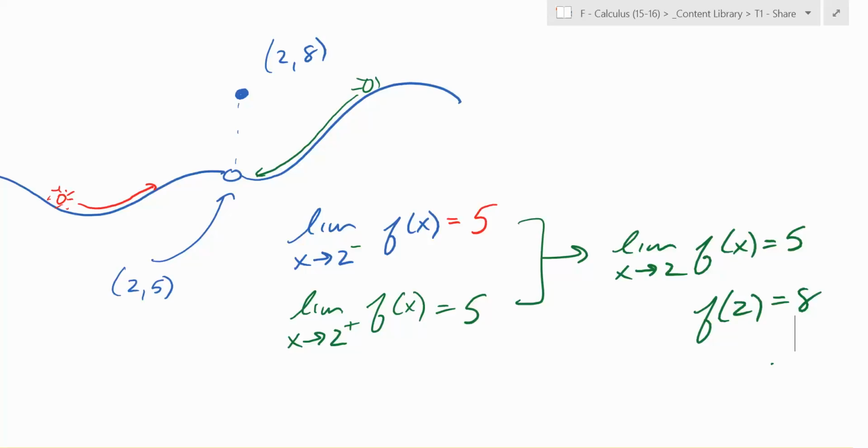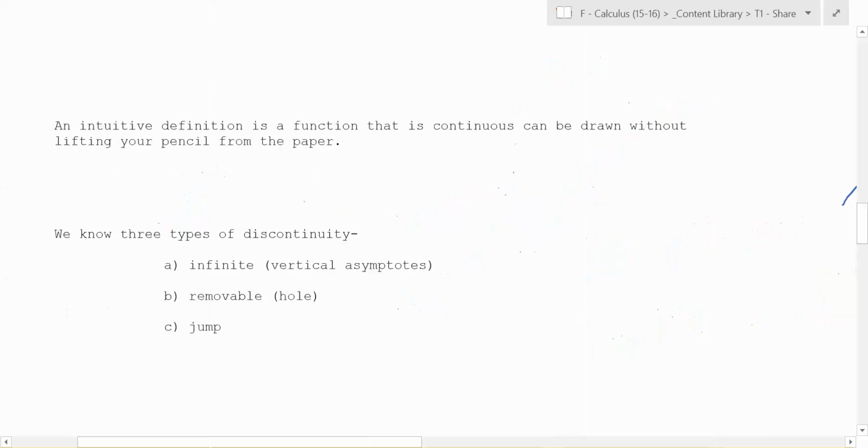So what can we say? Is this function continuous at 2 or discontinuous at 2? It's discontinuous because the limit at that point is not the same as what the function is at that point.